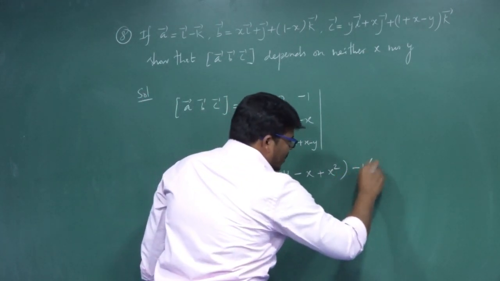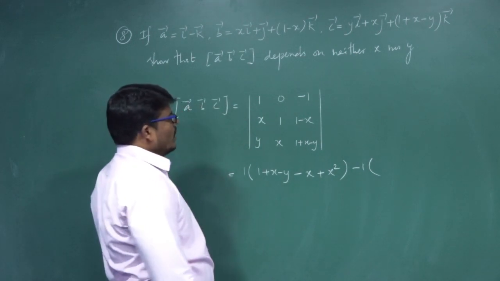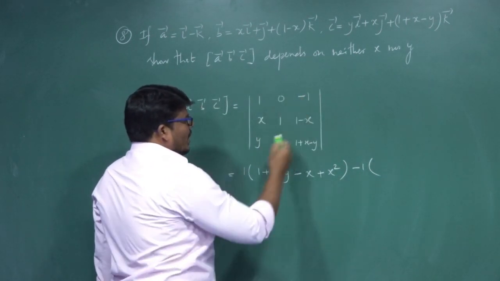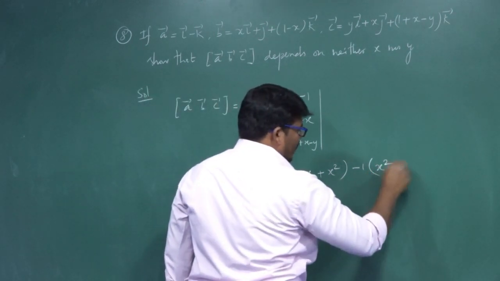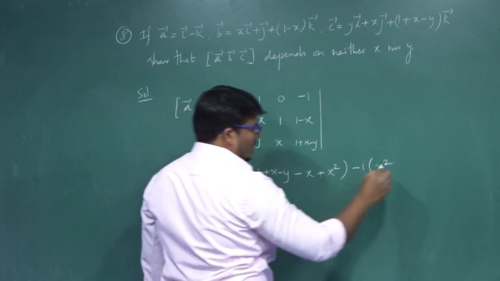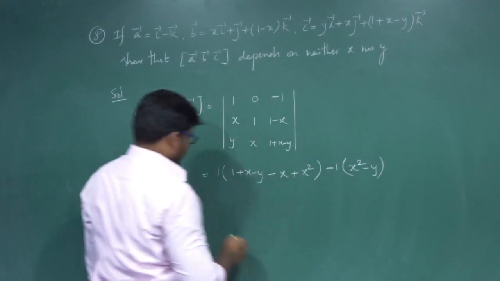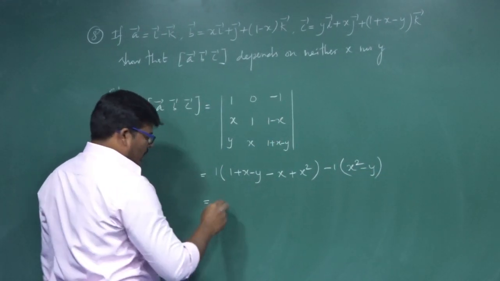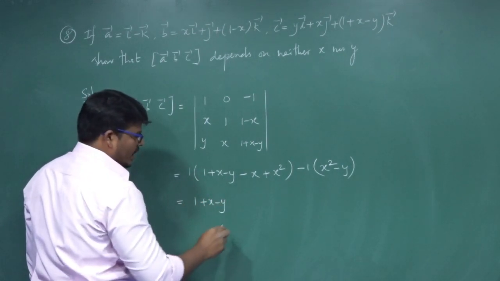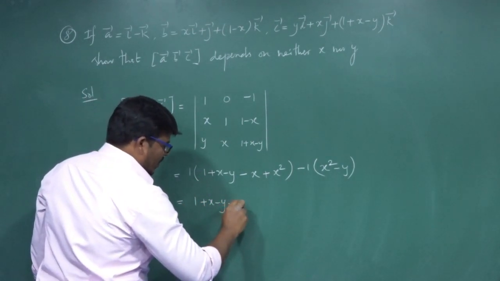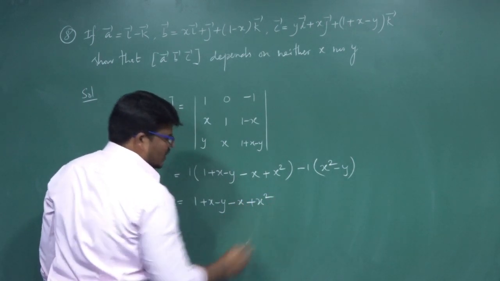Next one, minus 1 into the minor matrix, where this column and row are eliminated. x into x is x square. Minus 1 into y is minus y. That is equal, multiplied by 1: 1 plus x minus y, minus y, minus x plus x square.